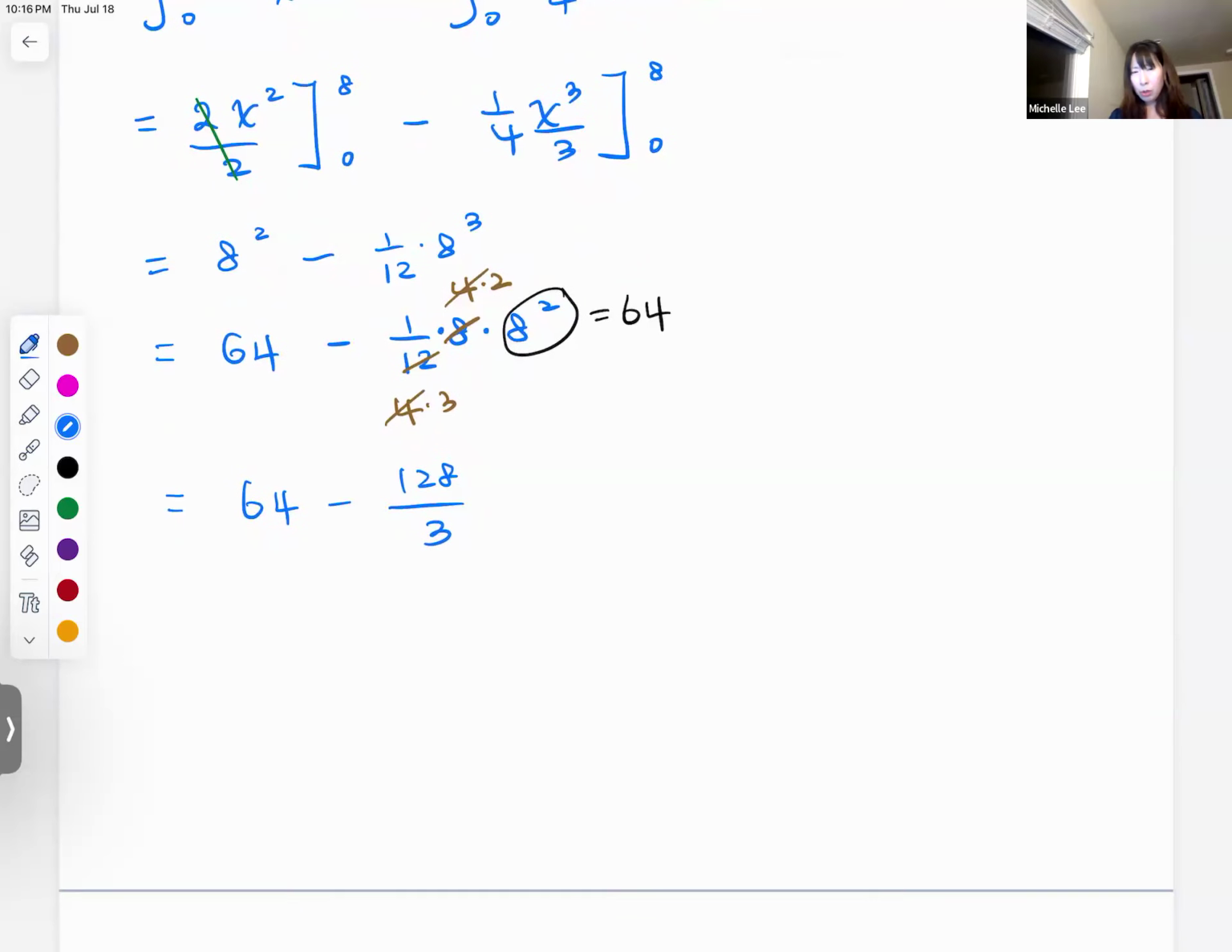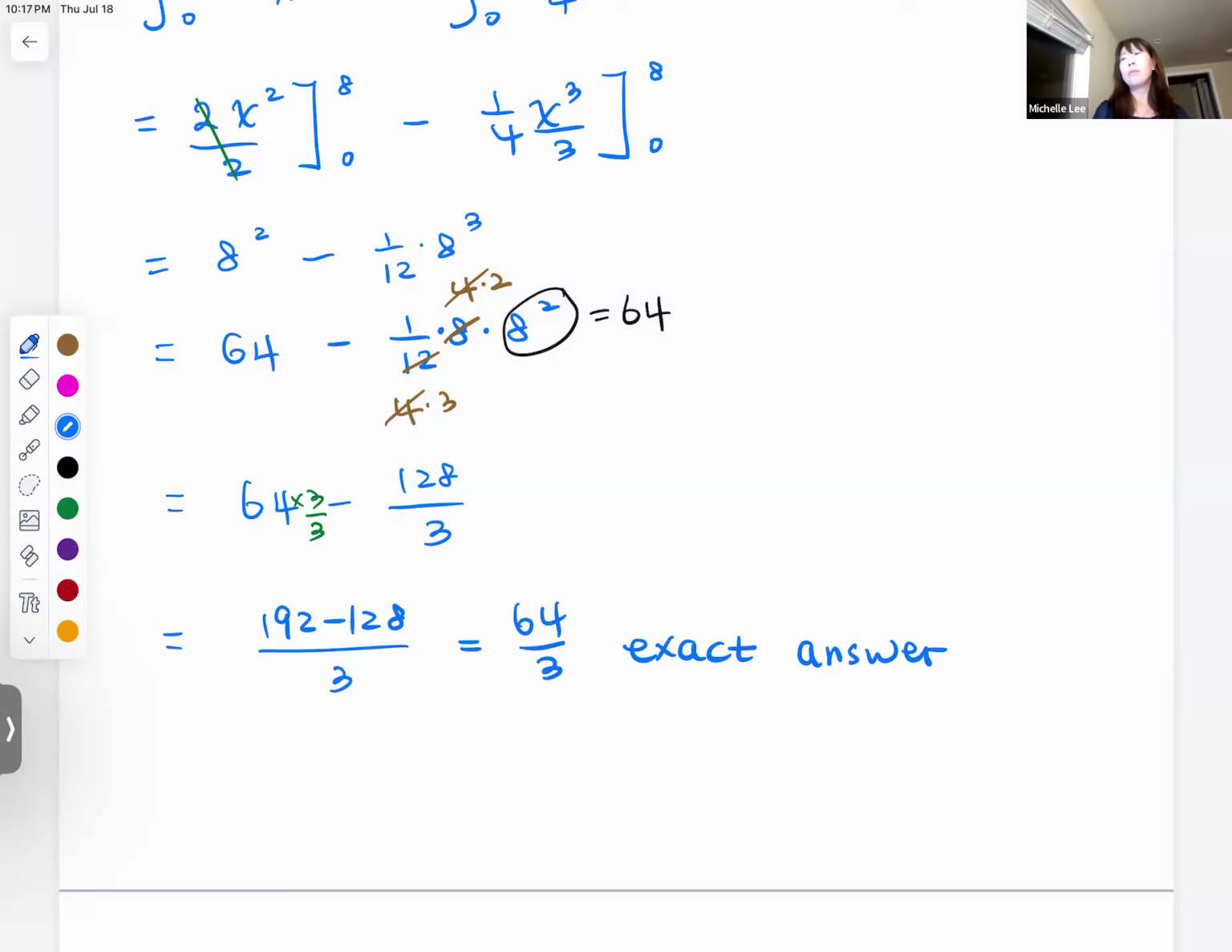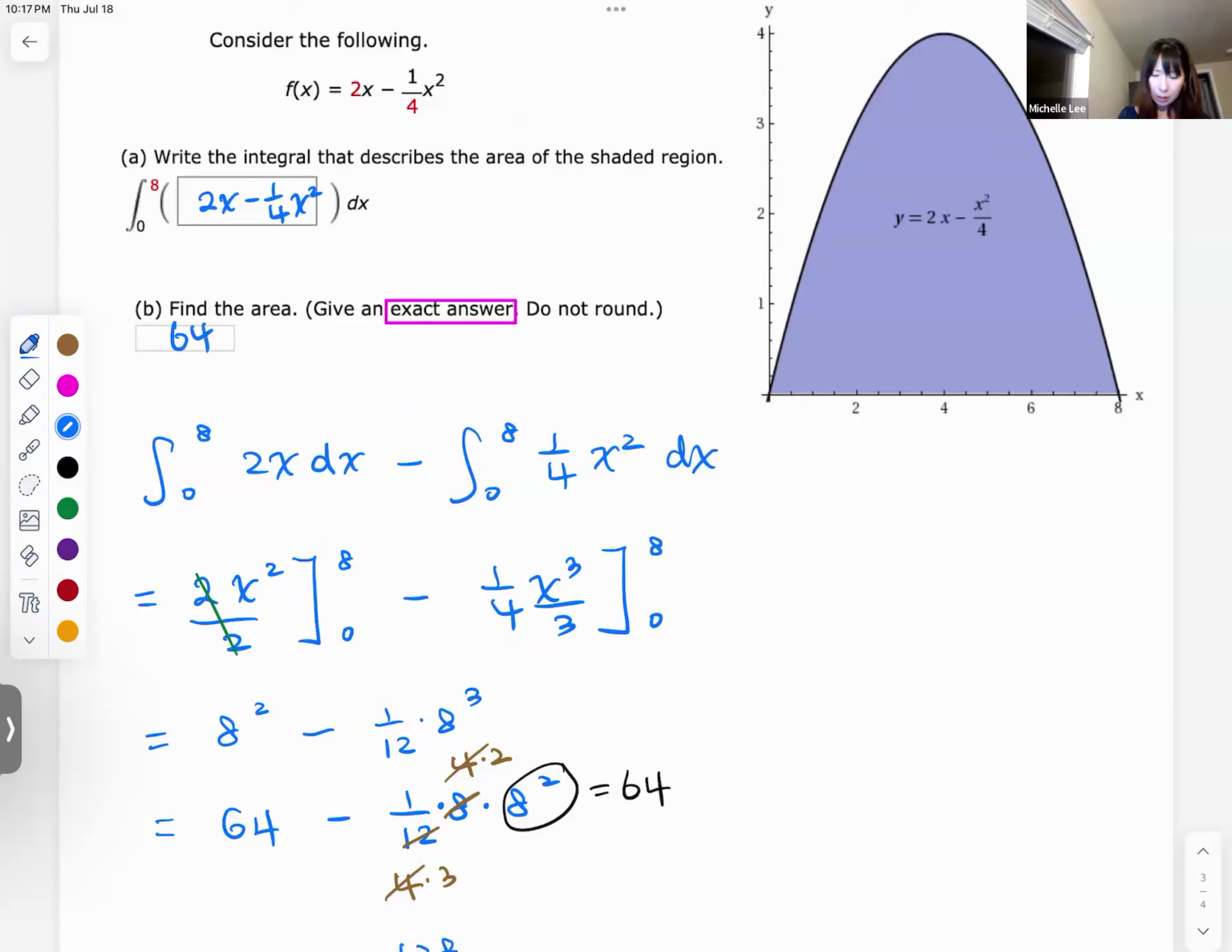Now, we want to make a fraction answer, so times 3 over 3, a common denominator. So we have 64 times 3, which is 192, minus 128. Then we get 64 over 3, which is the exact answer. Make sense? So 64 over 3. That's the answer. Okay, let's do the last one.